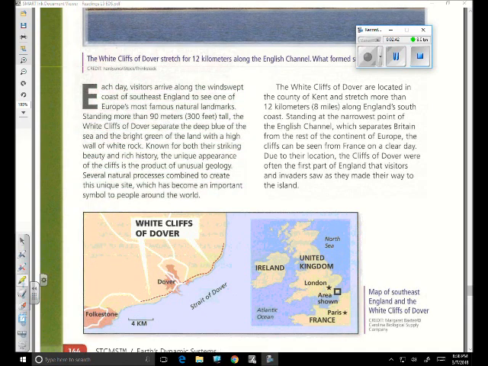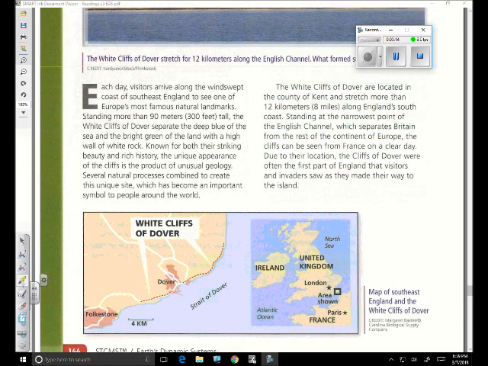Several natural processes combine to create this unique site, which has become an important symbol to people around the world. The White Cliffs of Dover are located in the county of Kent and stretch more than 8 miles along England's south coast, standing at the narrowest point of the English Channel, which separates Britain from the rest of the continent of Europe. The cliffs can be seen from France on a clear day. Due to their location, the Cliffs of Dover were often the first part of England that visitors and invaders saw as they made their way to the island.